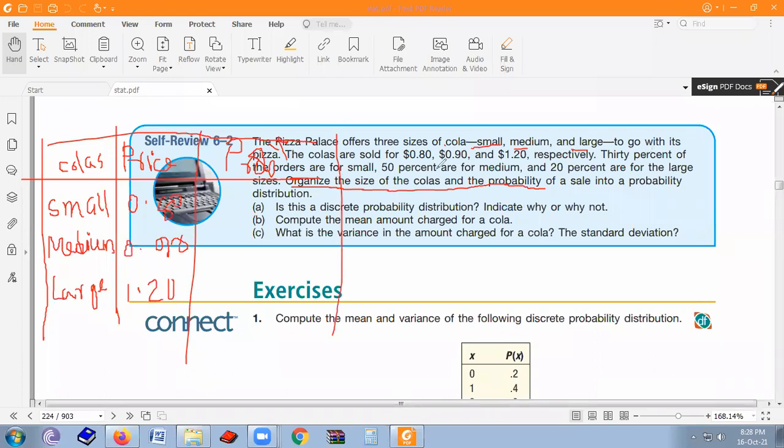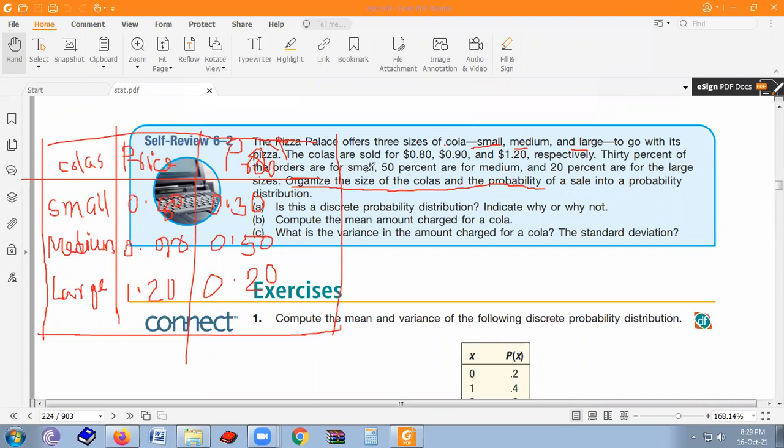And probability 30% for small, so 0.30, 50% for medium, so 0.50, and 20% for large. This is our probability distribution. Okay, so question 1 is: is it a discrete probability distribution, yes or no, and why or why not.